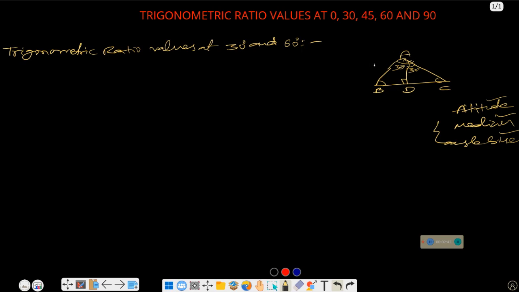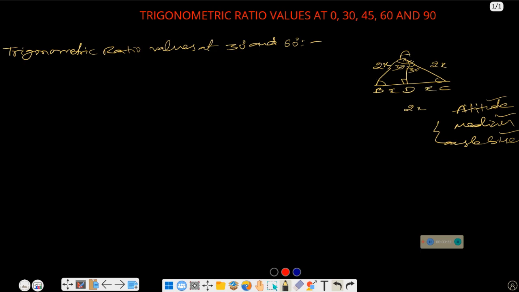We know ABC is an equilateral triangle, which means all sides are equal. So I am taking AB as 2x, BC also 2x and AC also 2x. Whatever you want you can take, no problem: x, 2x, 3x. Why am I taking it like this? Here D is the midpoint of BC because AD is the median. So D divides BC into two equal parts, which means the length of BD and the length of DC are equal. So 2x divided into equal parts means BD is x and DC is also x.